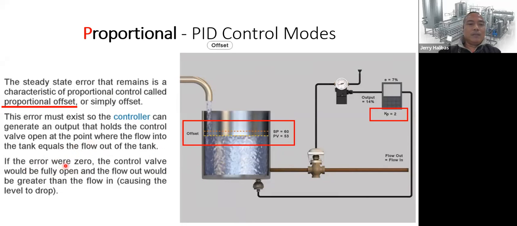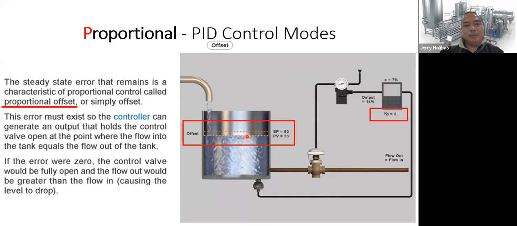Now, if the error were 0, the control valve would be fully open and the flow out would be greater than the flow in. That is why the offset is not necessarily 0; otherwise the valve would suddenly be open at 100%, and there would be a drastic decline in the volume or liquid level in your tank. This means the steady state error does not have to be 0. It can just be near your set point.